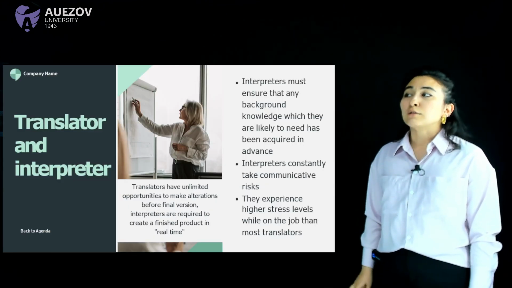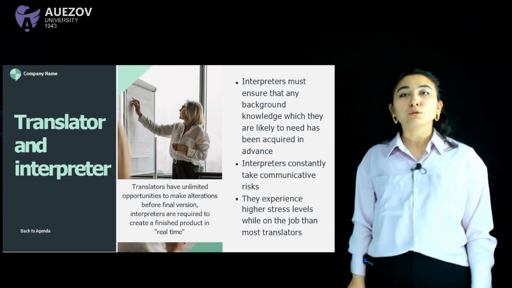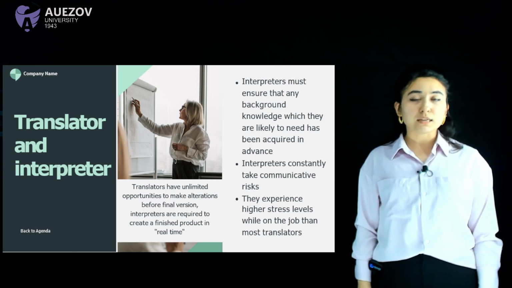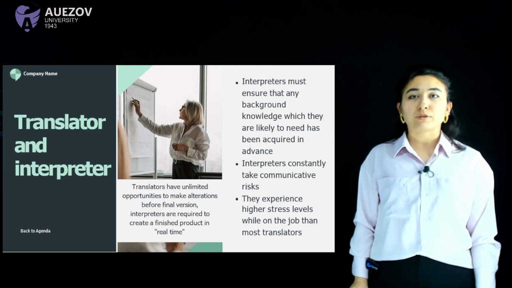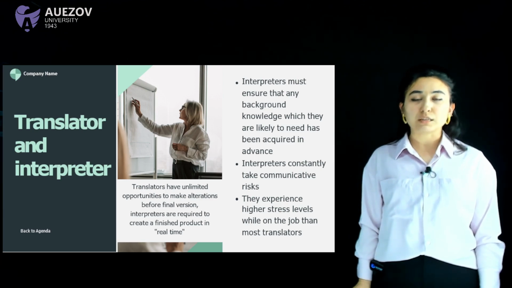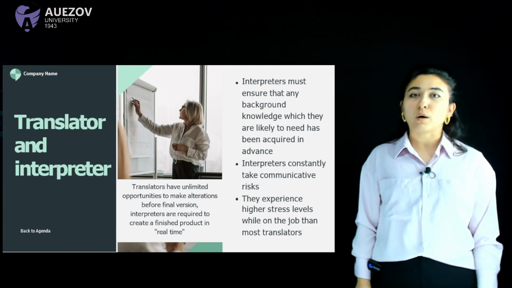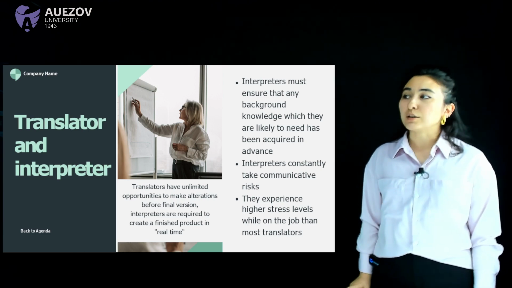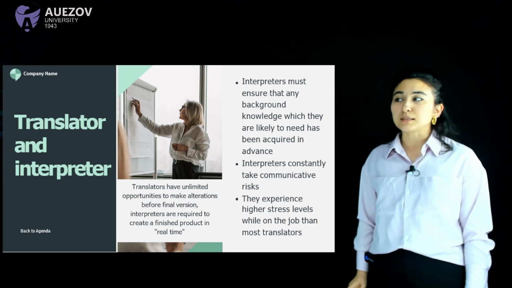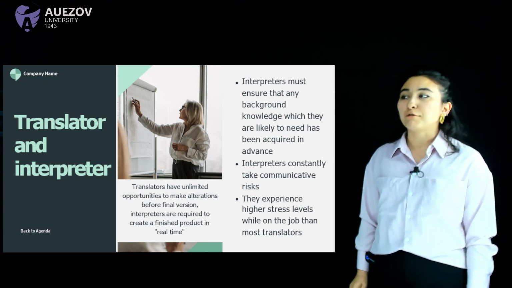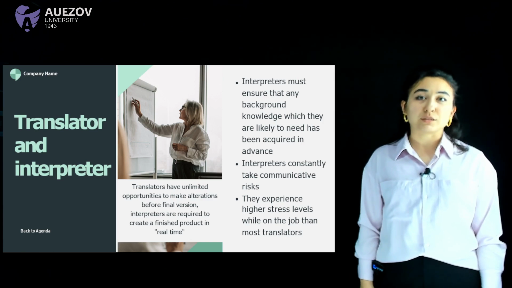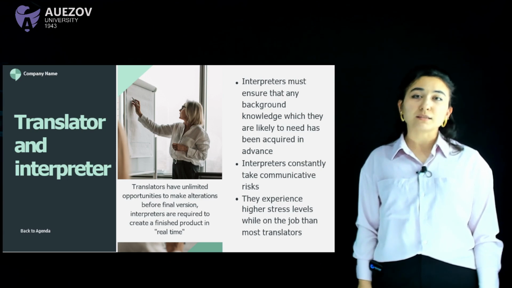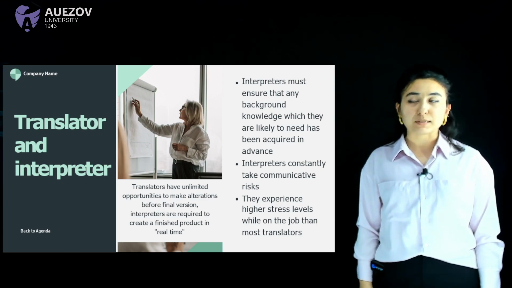So next thing we must know is who is the translator and who is the interpreter. I think you all know that the translator is the one who always tries to work on the written version, written translation, and the interpreter is the one who possesses the skills of oral translation. So here you can see translators have unlimited opportunities to make alterations before the final version because this is written translation, and the interpreter has to work in a real-time situation, and this is the most stressful thing for the interpreter.